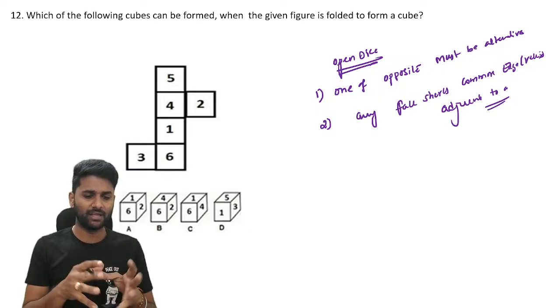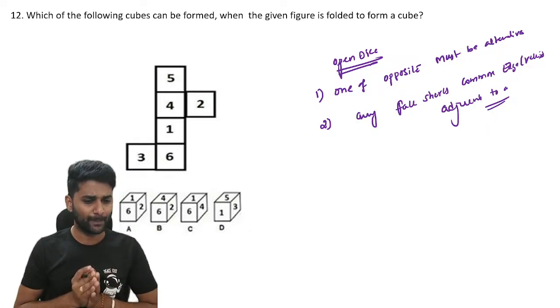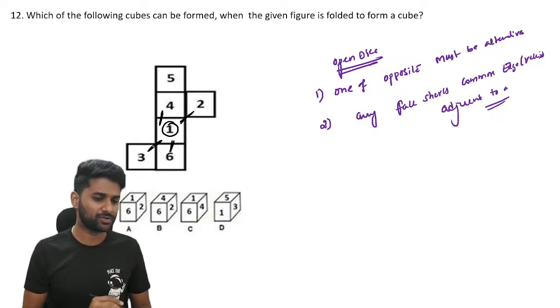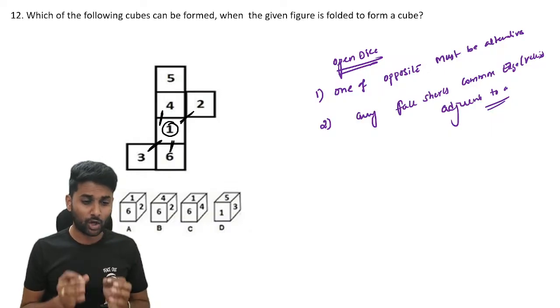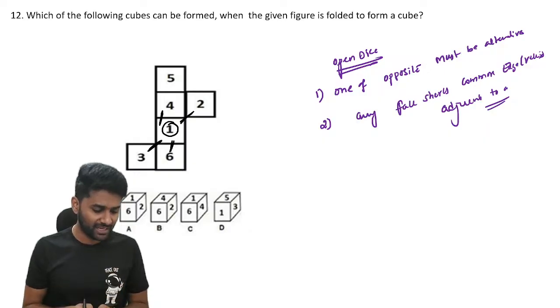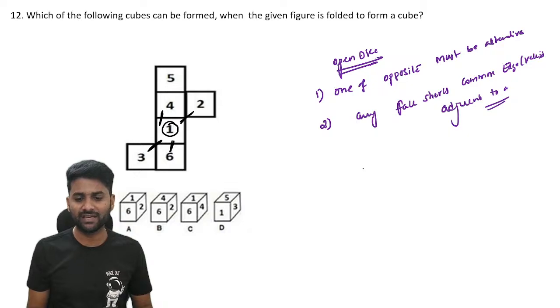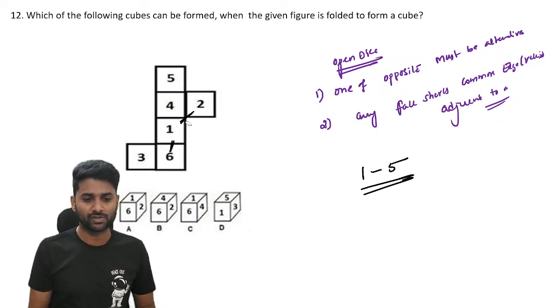We have to identify what the perfect opposite pairs are. For example, what can be the opposite pair of 1? Guys, 1 cannot be opposite of 2. It's a common vertex. 1 cannot be opposite of 4. 1 cannot be opposite of 6. 1 cannot be opposite of 3. Those are common vertices. If any edge has a common vertex, it cannot be opposite. That's why the perfect opposite pair is 1 comma 5. So 1 and 5 is an opposite pair.